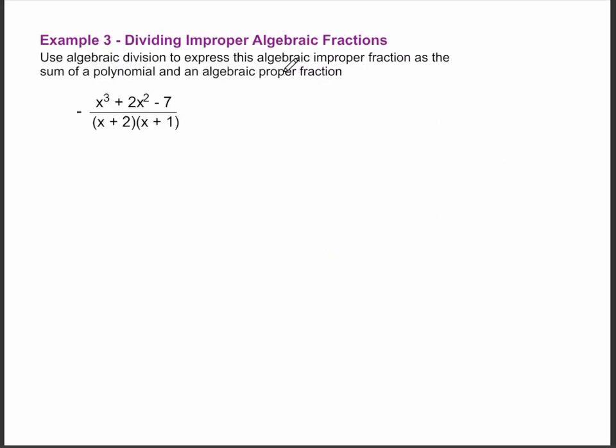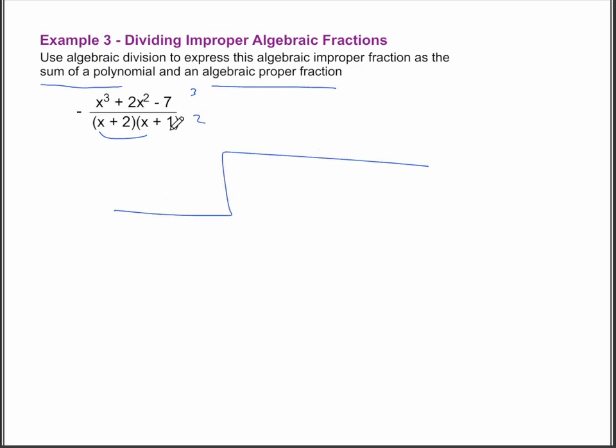Next example, dividing another improper algebraic fraction into the same form, sum of a polynomial and an algebraic proper fraction. This is improper because the degree at the top is 3, the highest degree, and the highest degree at the bottom is 2 coming from x times x. So for that we divide. Obviously we have negative, so that applies to the numerator. Negative x cubed minus 2x squared plus 0x plus 7 divided by, opening this bracket, we get x squared plus 3x plus 2. Then we can divide these.